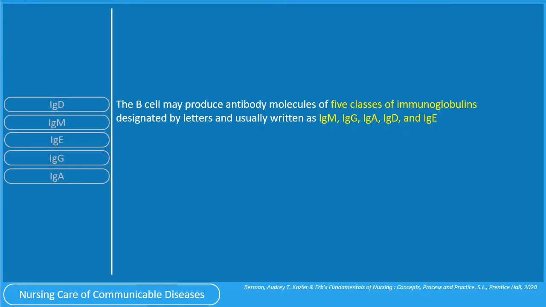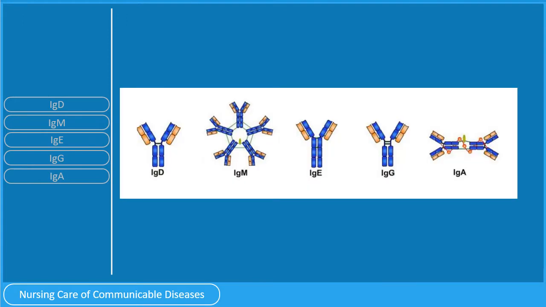The B cells may produce antibody molecules of five classes of immunoglobulins designated by letters and usually written as IgM, IgG, IgA, IgD, and IgE. As you can see in this illustration, the immunoglobulin M is a pentamer and it is the largest of all the immunoglobulins. I am used to enumerating my immunoglobulins as D mega, that is IgD, IgM, IgE, IgG, IgA. So we will discuss the immunoglobulins in that sequence.